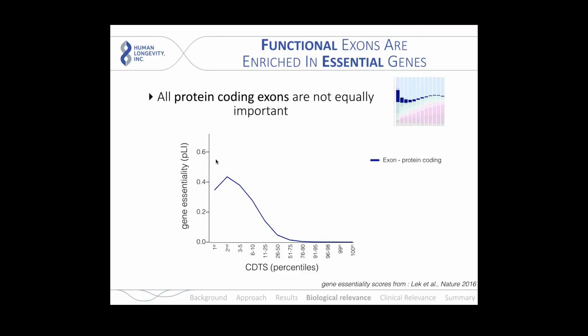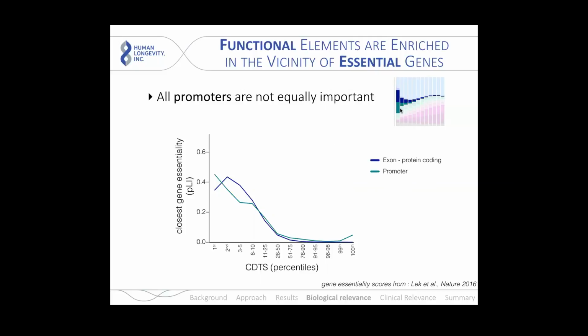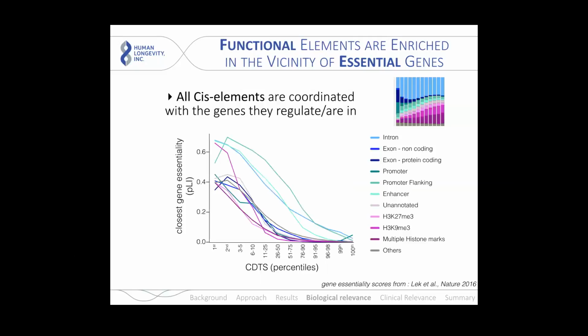And then we wondered whether it was the same for promoters that are located in the region of the genome that has the lowest tolerance to variation. And again, we see the same trend. Those promoters tend to fall upstream of genes that are more essential. And it turned out that it's true for every single genomic element.